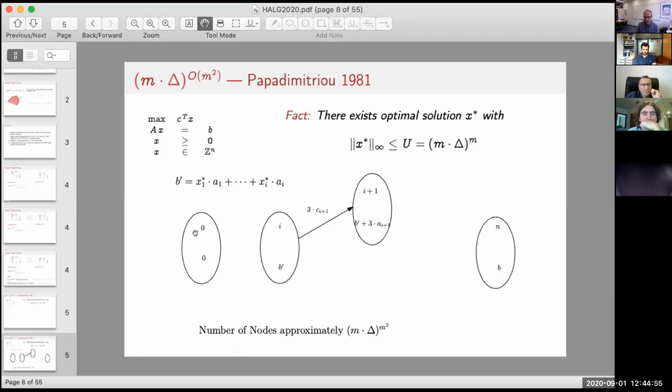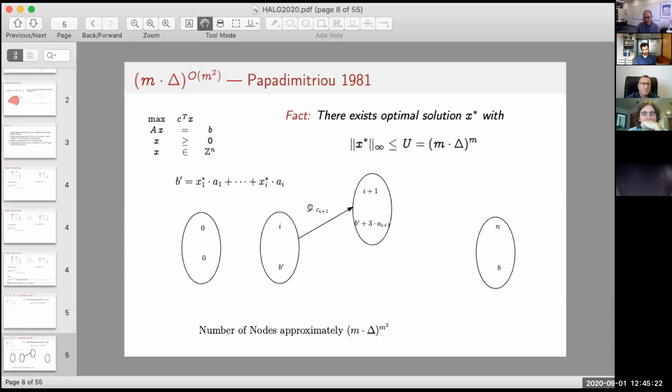And this dynamic program is as follows. We have nodes, and in the first component of the node, we record the i here, so the largest variable that we've considered so far, and the 0, which is in this first node, the contribution that we have reached on the way to b. And since we did not look at any variable yet, this is going to be 0. And now if we have looked at i variables, we have a contribution b prime.